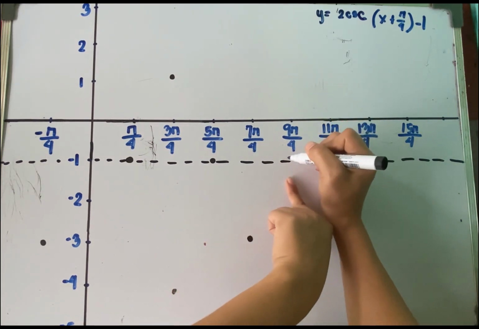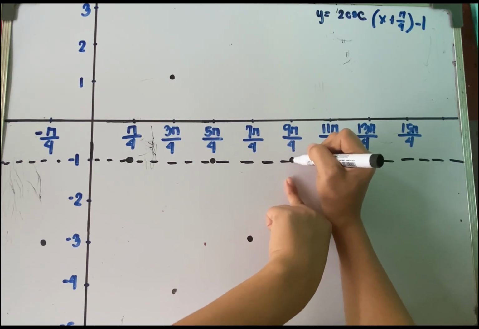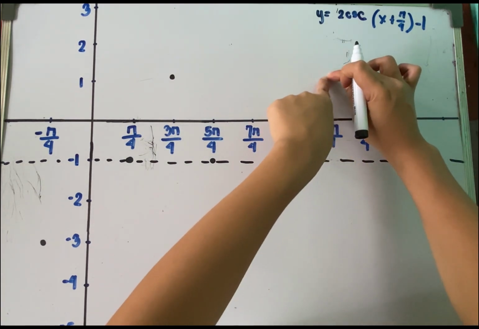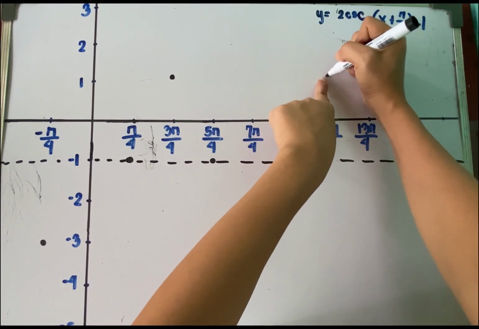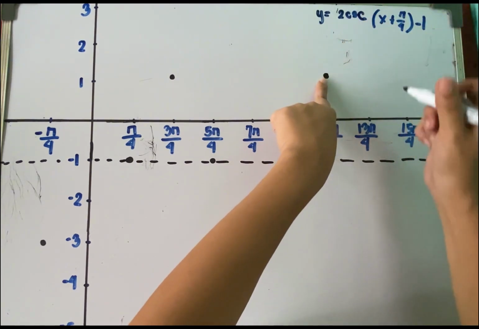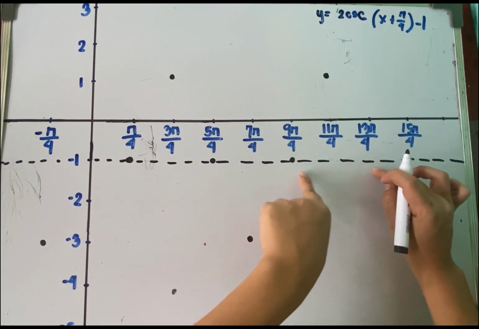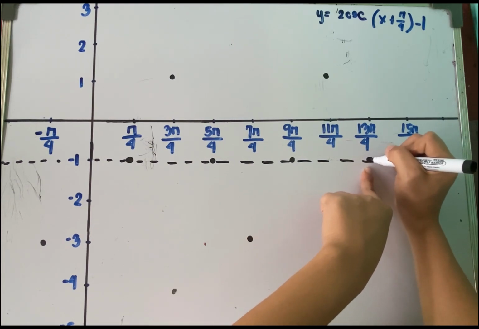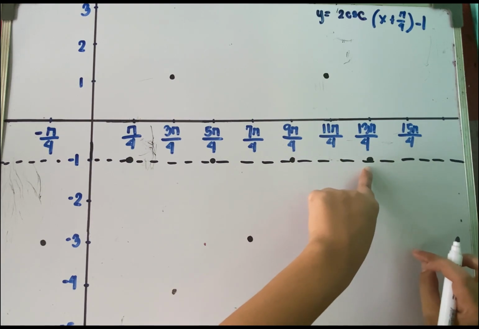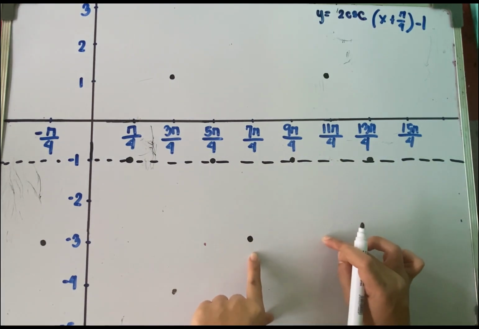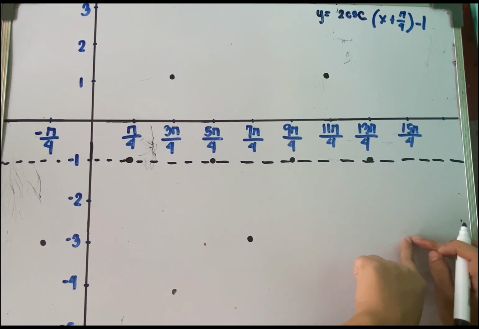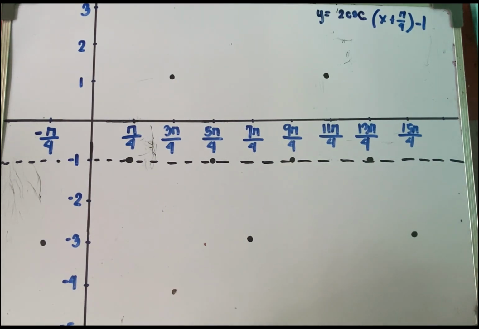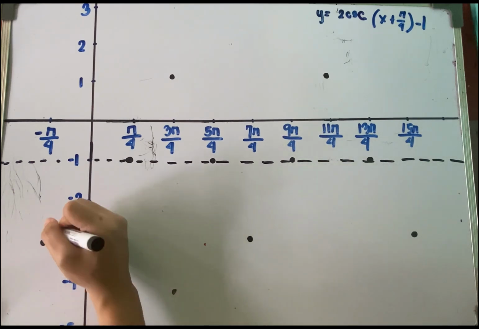So 9 pi over 4 is in -1, and our 11 pi over 4 is in +1, and our 13 pi over 4 is in -1, and lastly our 15 pi over 4 is in -3. So since you're done plotting, we can now do the graph.